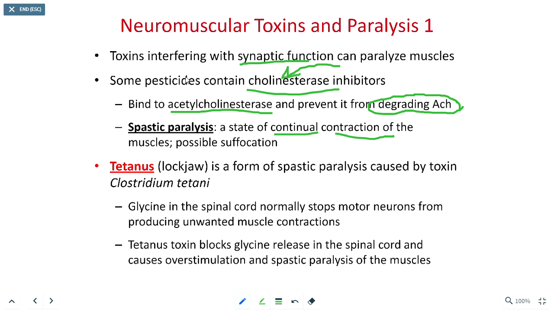This is a problem because our diaphragm is a skeletal muscle. And if you only contract the diaphragm, that means you can only inhale and you have a really hard time exhaling. This can cause suffocation.